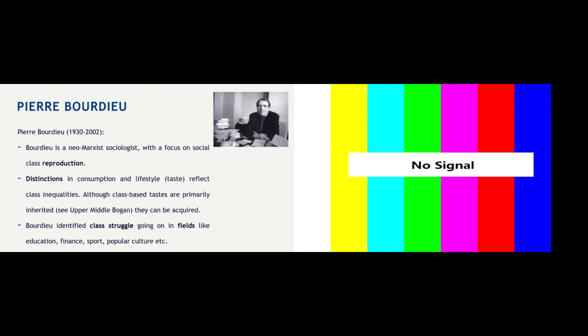So Bourdieu is essentially a neo-Marxist sociologist, and his interest is in class reproduction. You're going to hear much more about his work in the week on class in this course. If Marx viewed class as something that emerged from and was really determined by economic relations, Bourdieu really departs from that, because he's interested in the way in which class is communicated through our patterns of consumption, our lifestyles, and even our embodied ways of being.